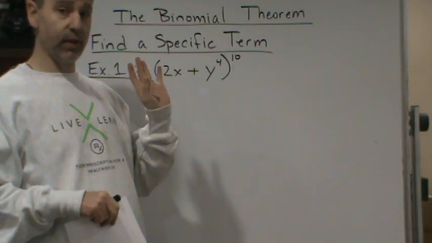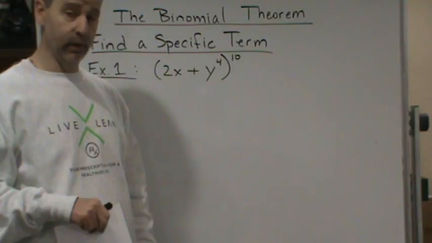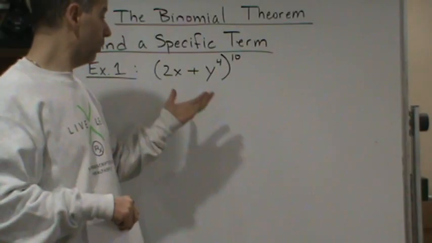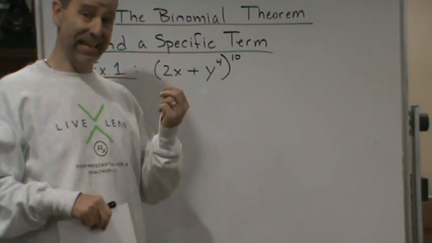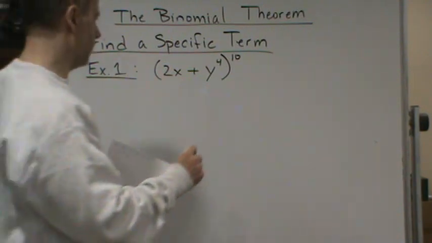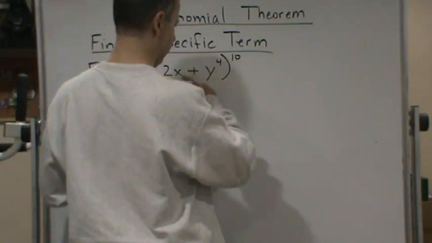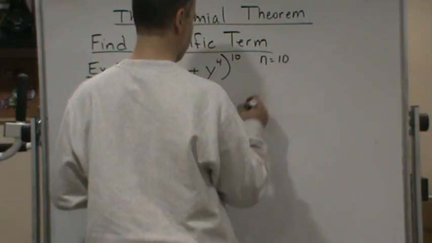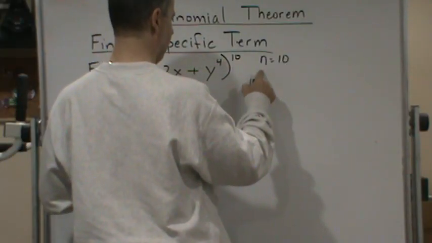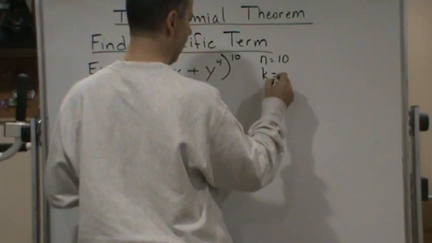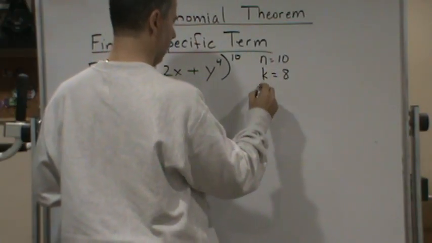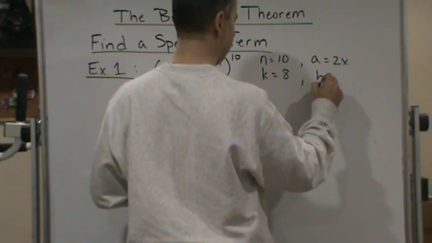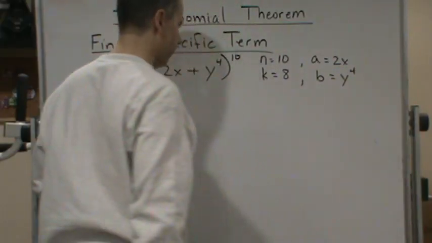So instead of just expanding this entire thing out using the binomial theorem, which would be kind of tedious to do, let's use the formula that will give us the 8th term. So again, all we have to do is make sure we know what they're giving us here, right? So n equals 10, and k equals 8 because we want the 8th term. And of course, a equals 2x and b equals y to the 4th.